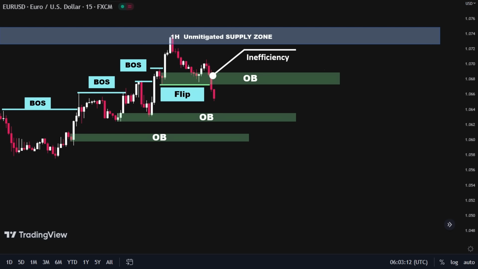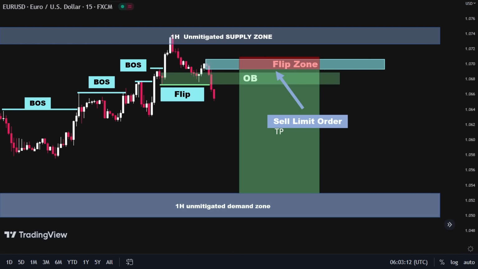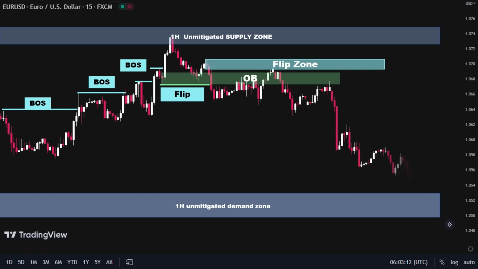Next, we should highlight the flip zone created by the wave, which flipped the recent demand zone. Next, I'm going to place a sell limit order at the lowest point of the flip zone with the stop loss a couple of pips above the flip zone, and I'm going to target the 1-hour time frame's unmitigated demand zone. Now that we have placed our sell limit, let's see what will happen. As you can see, our sell limit order has been activated, and we have entered the market. So, let's move on to the details of the next topic, the conservative entry.